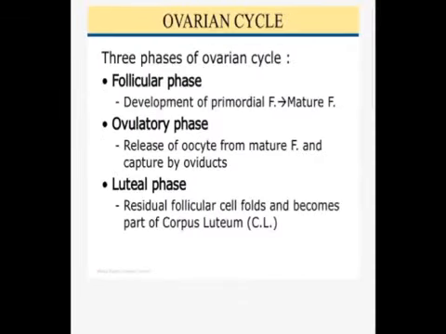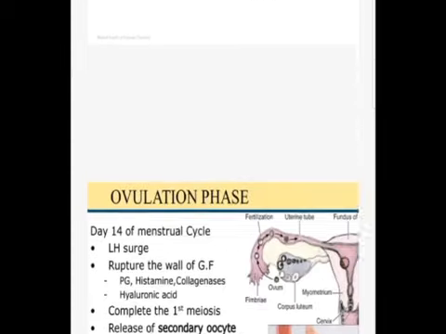There are three phases of the ovarian cycle. One is the follicular phase, in which the development of the primordial follicle into the mature follicle takes place. Then comes the ovulatory phase, which is at the 14th day of the menstrual cycle. There is release of the oocyte from the mature follicle, and it is captured by the oviducts. Then comes the luteal phase. The residual follicular cells fold and become part of the corpus luteum if pregnancy occurs.